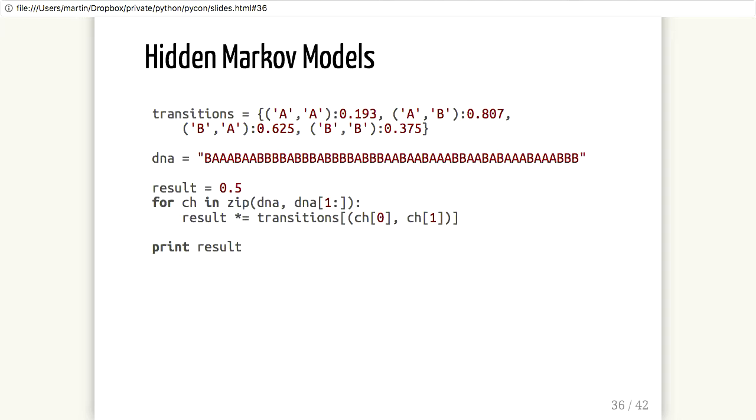There's our DNA. It's not really DNA because it's B's and A's, but all the other things were DNA, so I've called it DNA. According to the problem, we could start with equal probability in either state, so we set our result to 0.5 for the start condition. And then what I did is zipped the string to itself, but shifted by 1. That's zip(DNA, DNA[1:]). So that gave us BA, AA, AB, etc., as a list of tuples. And so all that was left was to say, for ch in that zip, result times equals transitions.